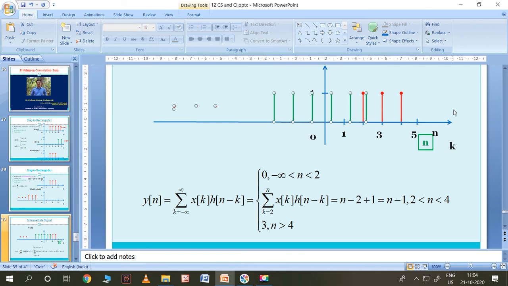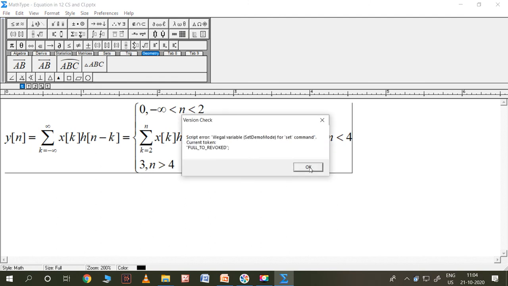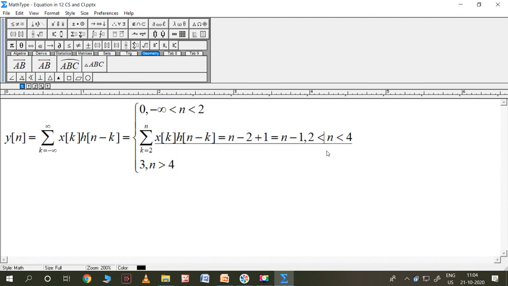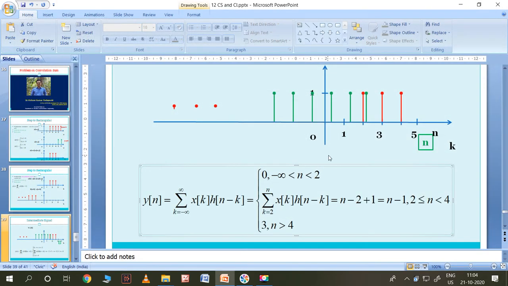So what will happen at n equal to 2? I will get value 1 but not 0. So the above value should be like this only, but the second value should be less than or equal to. So this value should be less than or equal to. Now this is correct. So if its value is 2, the final value y of n should be 1 in this formula. I think you know this formula.